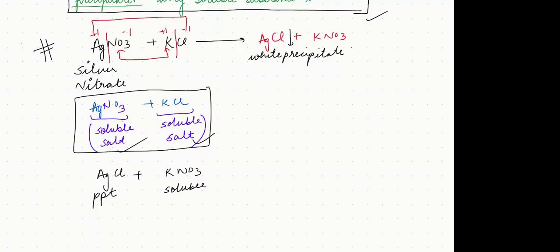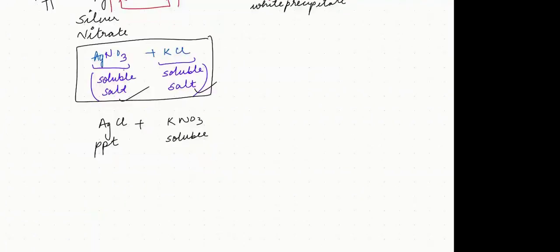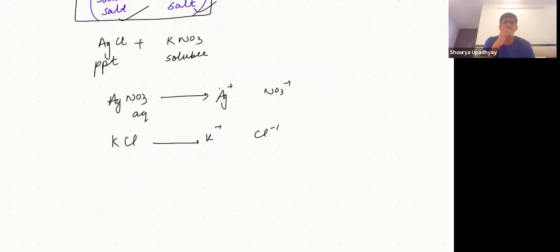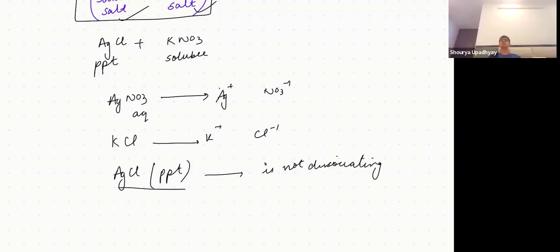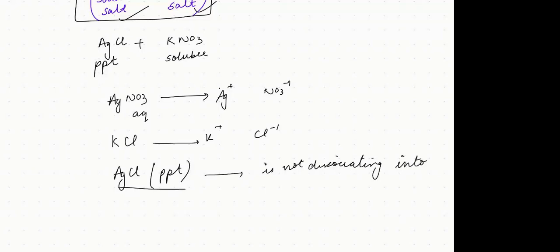The two salts that you're taking on the reactant side both have to be soluble. Very simple. When you say AgNO3 is soluble in water, that means on dissolving it in water, it is giving you the anions and the cations. KCl is giving you the cation and the anion. You understand? But when we are talking about AgCl, and it is a precipitate, that means AgCl is not dissociating into its ions. Did you understand my point?